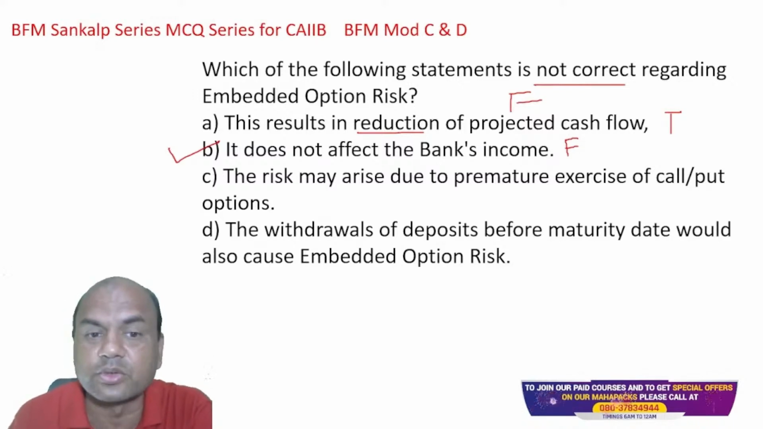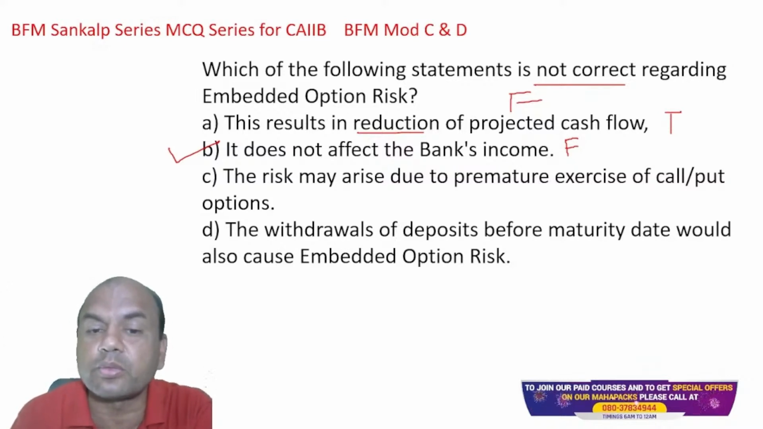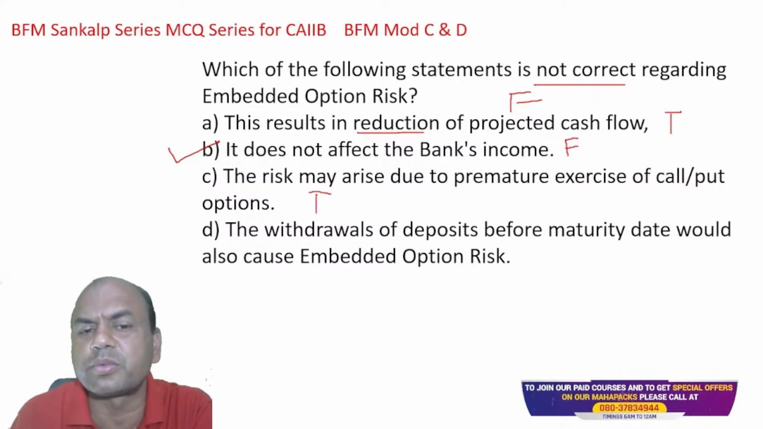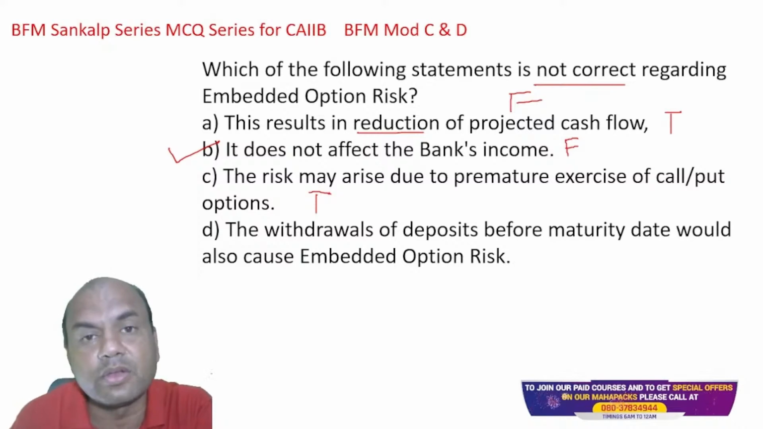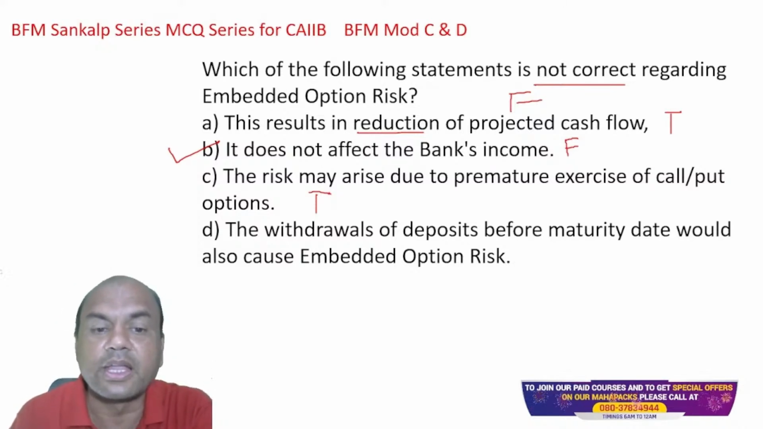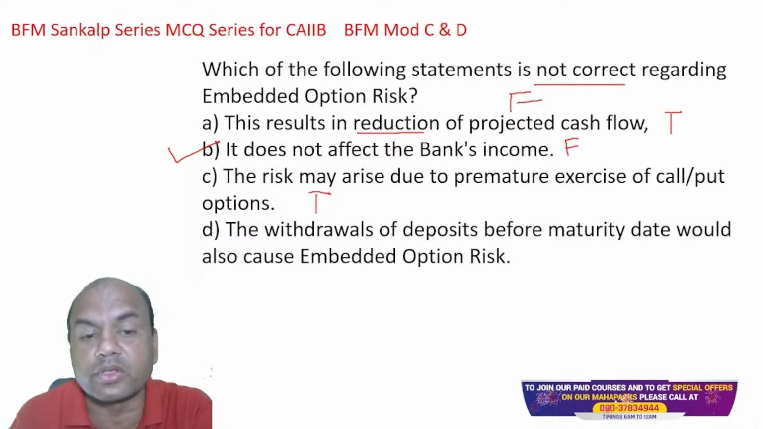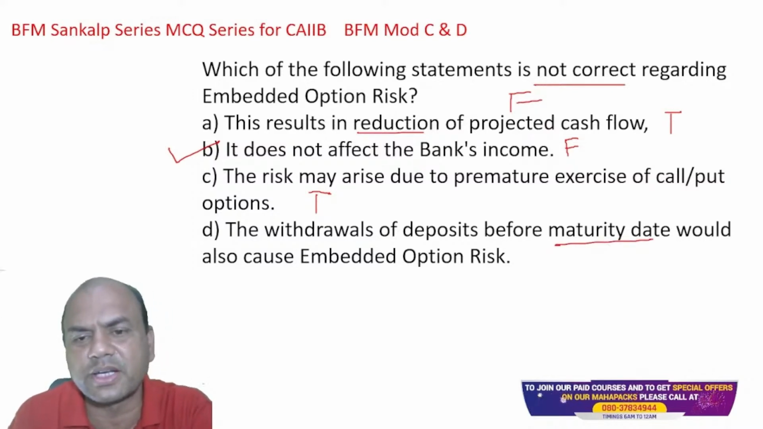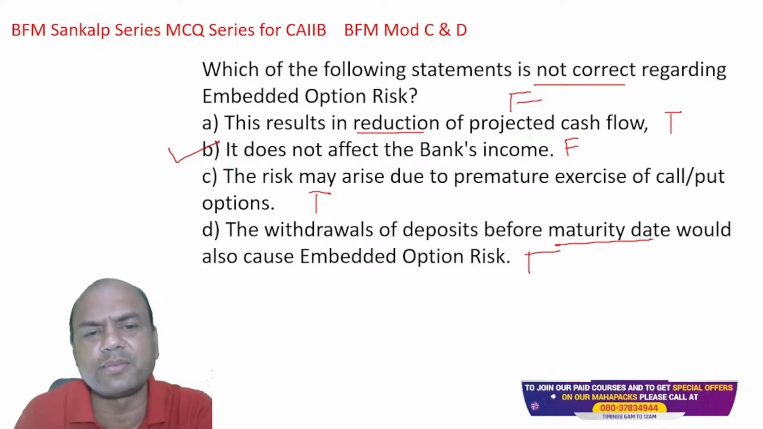If you want, I'll just go through it. Here, the risk may arise due to premature exercise of call put option. So that is true. What is call put option? Call put means the customer has a right to repay the loan or withdraw the cash. Okay, that is call put option. And D, the withdrawal of deposit before maturity date would also cause embedded option risk, isn't it? Just now we saw that. So that is also true. So that's why I said in the exam, don't even look at C and D. Immediately move on. Okay.